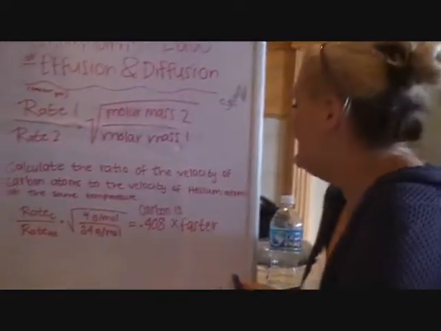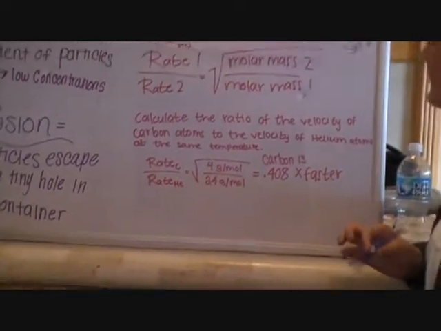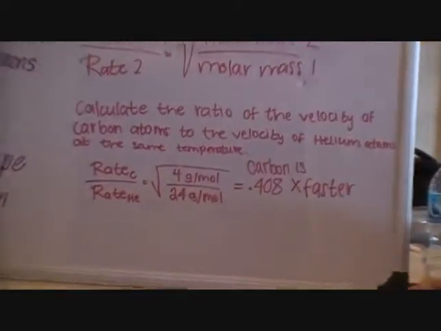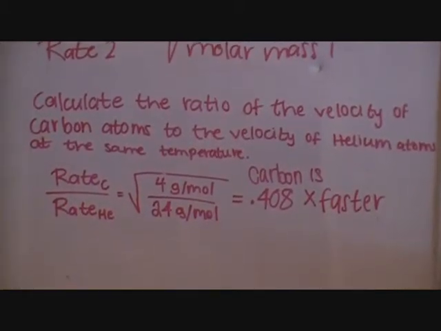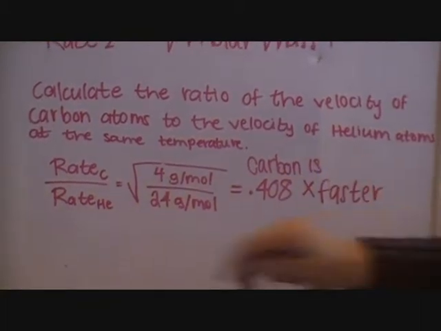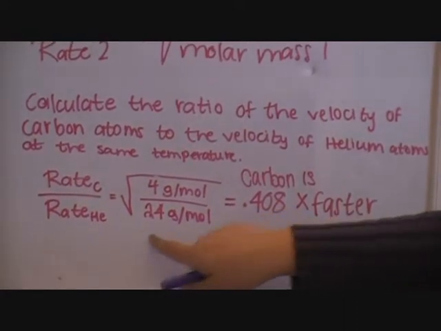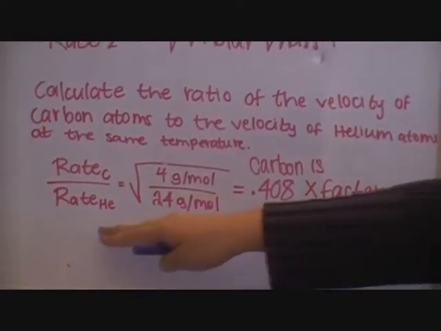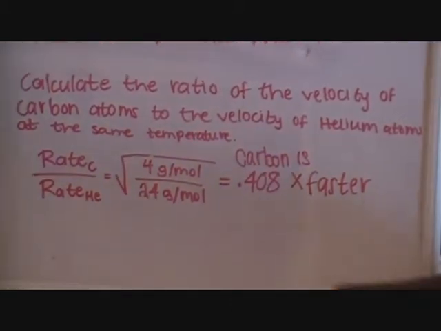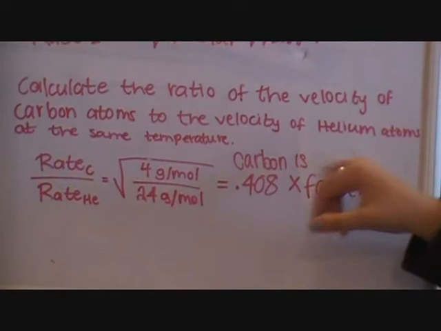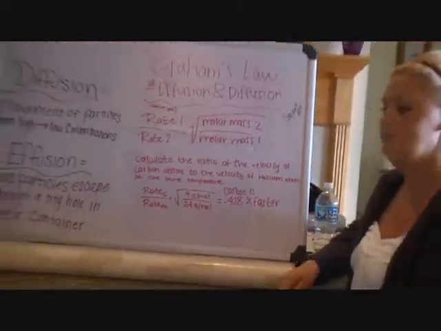Okay, so our example is: calculate the ratio of the velocity of carbon atoms to the velocity of helium atoms at the same temperature. So carbon is diatomic. On the bottom, you're going to put your faster rate, which was 24 grams per mole, and then you put your helium, which is the slower, on top, which was 4 grams per mole. And when you divide and square root that, carbon is 0.408 times faster than helium.